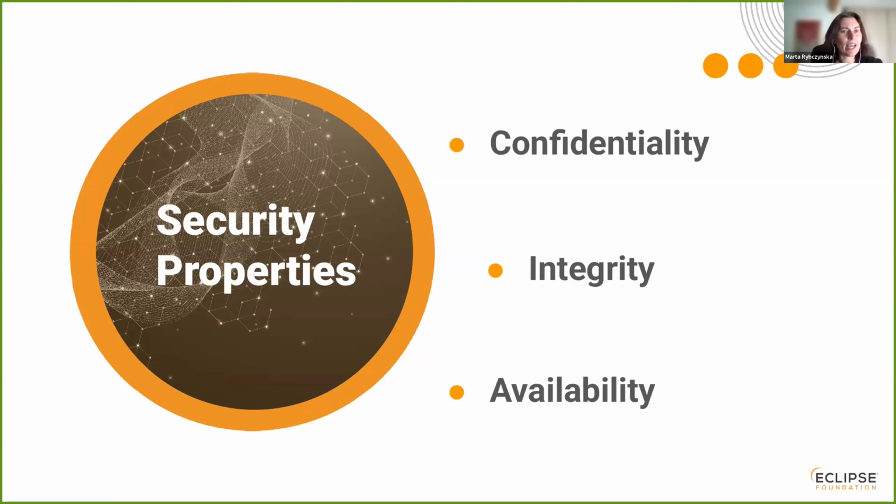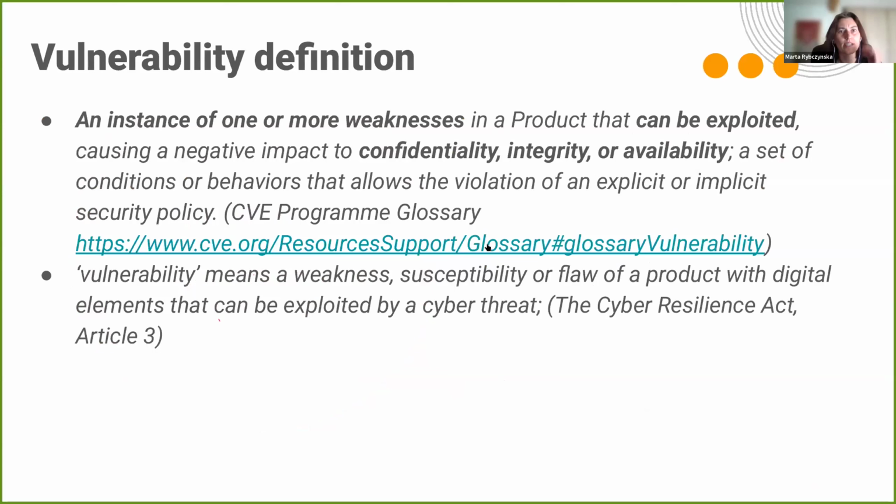So there are many definitions of vulnerabilities. Here we have 2 examples. First example comes from the CVE program glossary. We are going to have a look at how the CVE program works in a minute. And the definition from the CVE program says it's an instance of one or more weaknesses in a product that can be exploited, causing a negative impact to confidentiality, integrity, or availability. So we have the notion of exploited, so used by an attacker to perform some action, and also the notion of confidentiality, integrity, and availability.